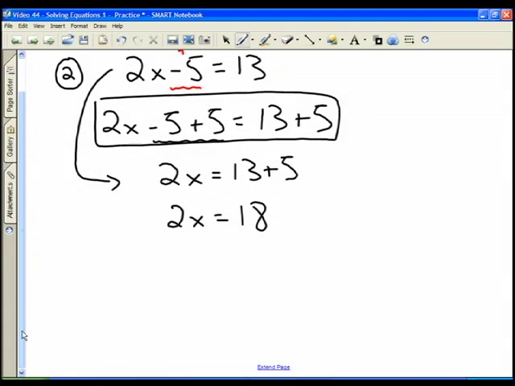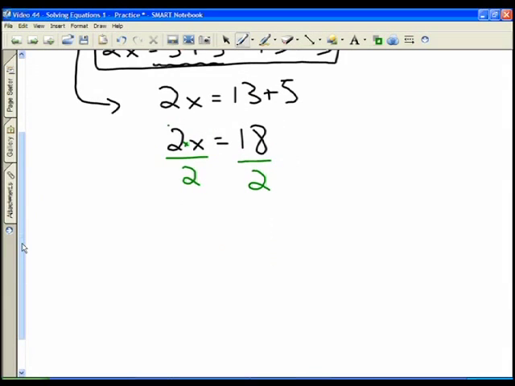And now once again, the left-hand side of this equation says 2 times x. So to get rid of the 2, I do the opposite operation. The operation is times, so to get rid of it, I'm going to divide. And I divide both sides of the equation. And my 2's cancel. And I get x is equal to 18 over 2, or x is equal to 9.